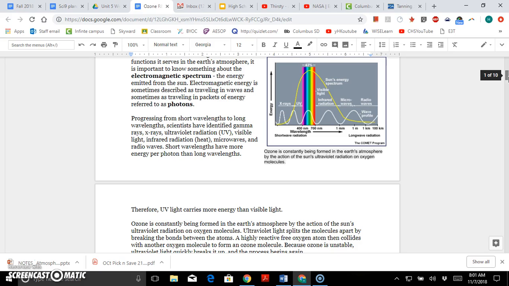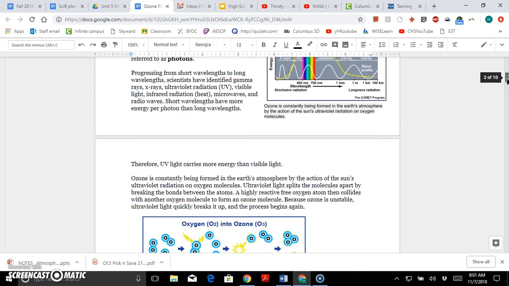Short wavelengths have more energy per photon than long wavelengths. Therefore, UV light carries more energy than visible light.